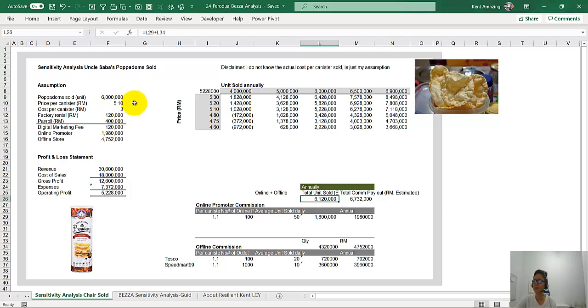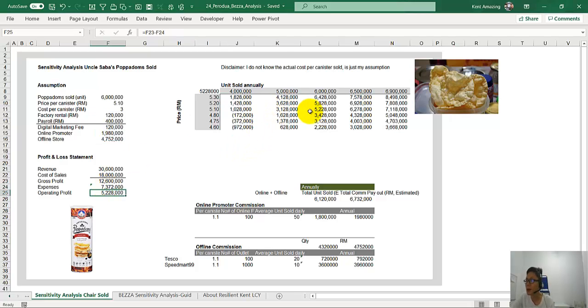Then we plug in the data in the middle, and the numbers above. Let's say we just increase the price by 10 cent. Just because of the increase of 10 cent, the number of units sold could be lesser, so it becomes 1 million. If it's 5 ringgit and 10 cent, the number of units and the operating profit will be very different.